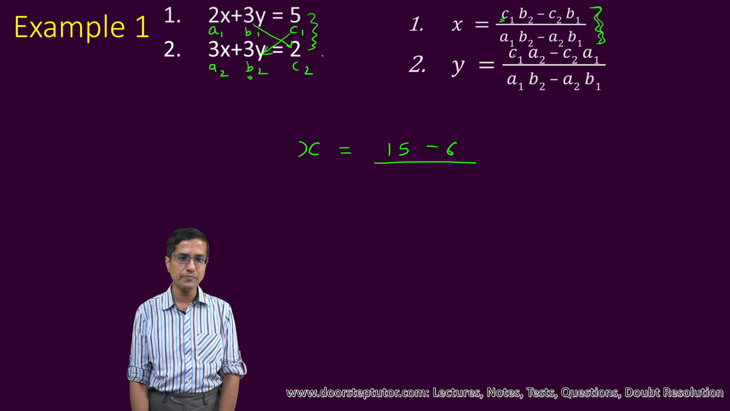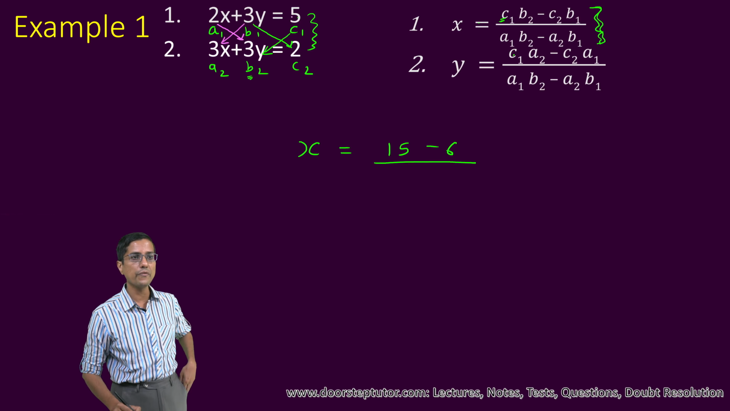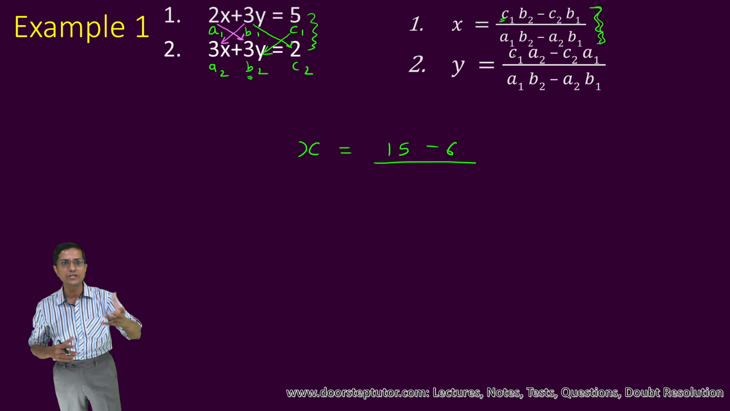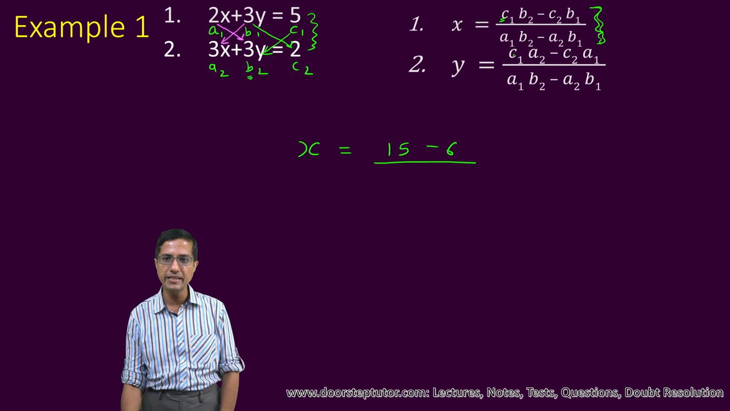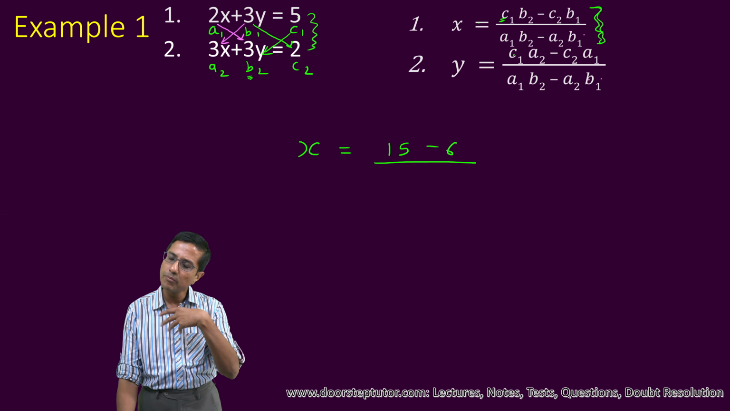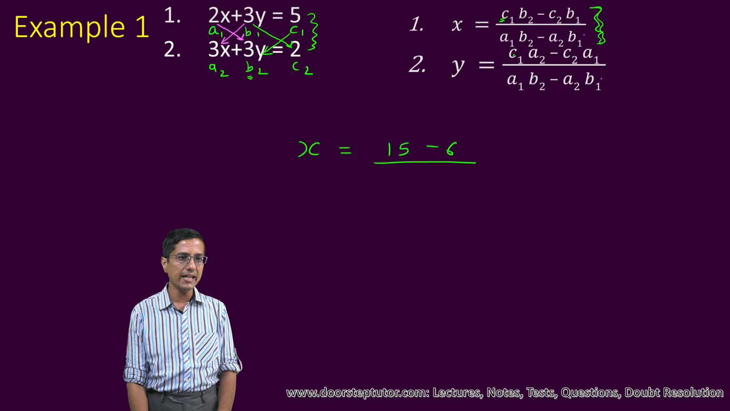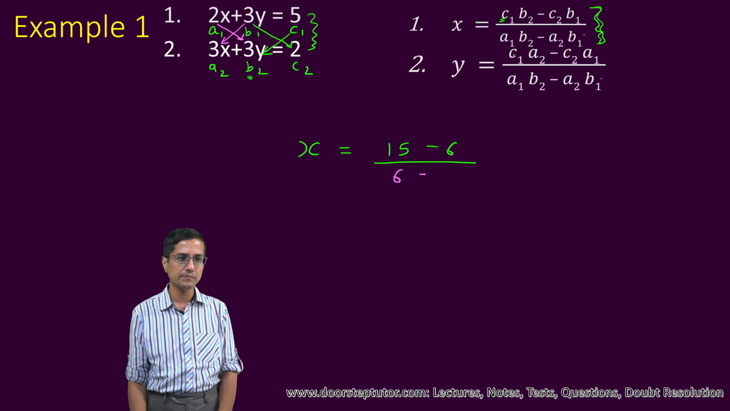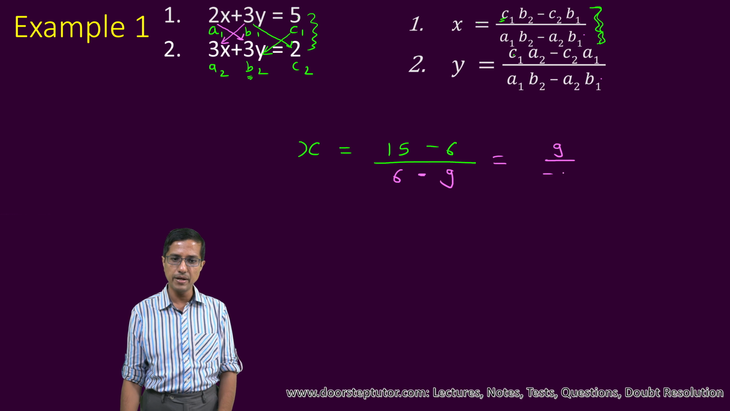Now what is the next step? What are we doing next? We are now doing a1 b2, using the coefficients of x and y. We are not even considering the constant coefficients. c1 and c2 are not factored into the denominator, and the denominator remains the same both in the case of x and y. So this is a1 b2, which is equal to 6, minus b1 a2, which is equal to 9. So this becomes 9 by minus 3, and this is nothing but equal to minus 3.